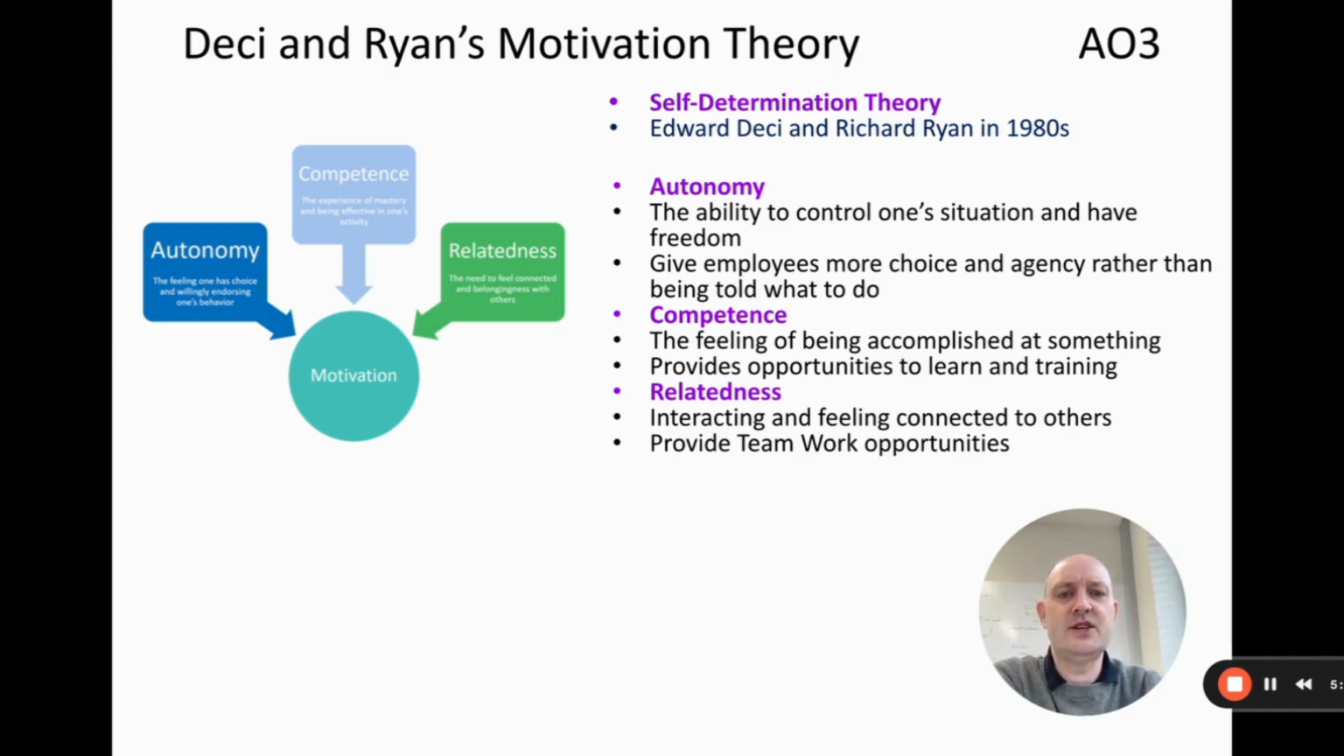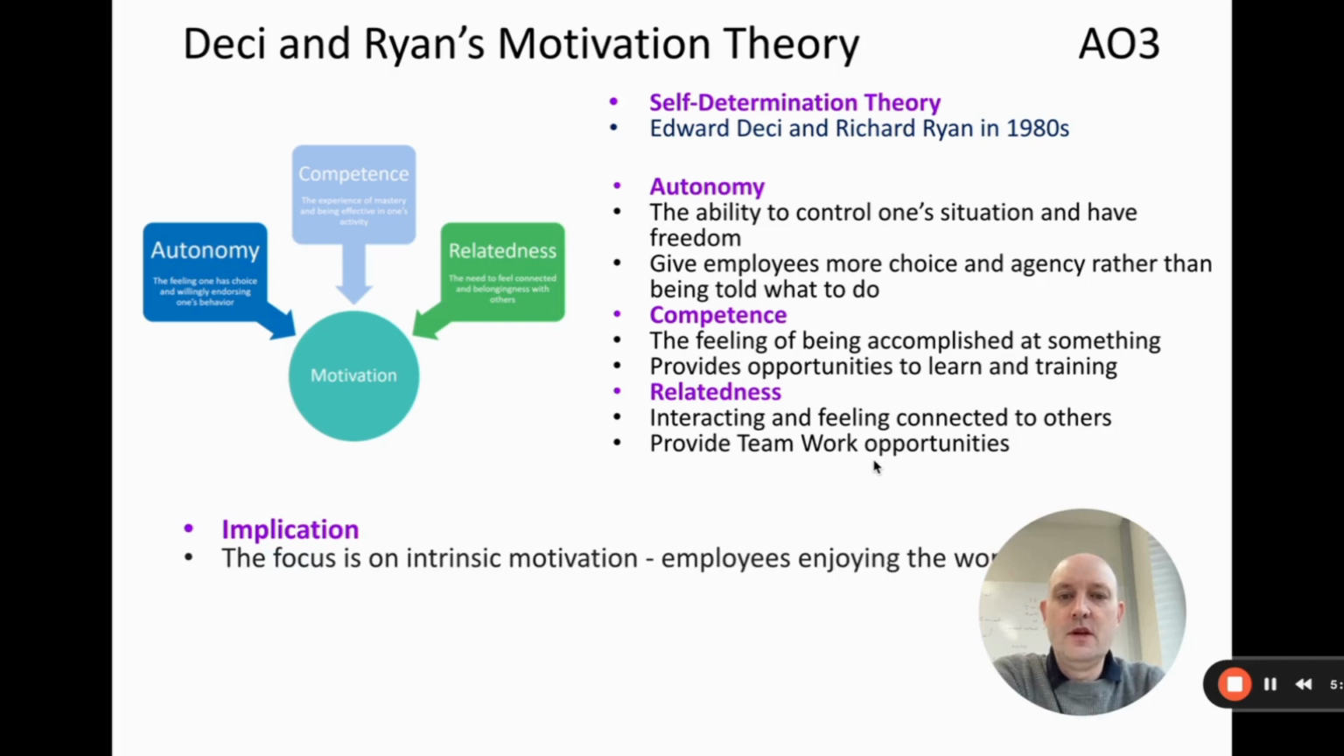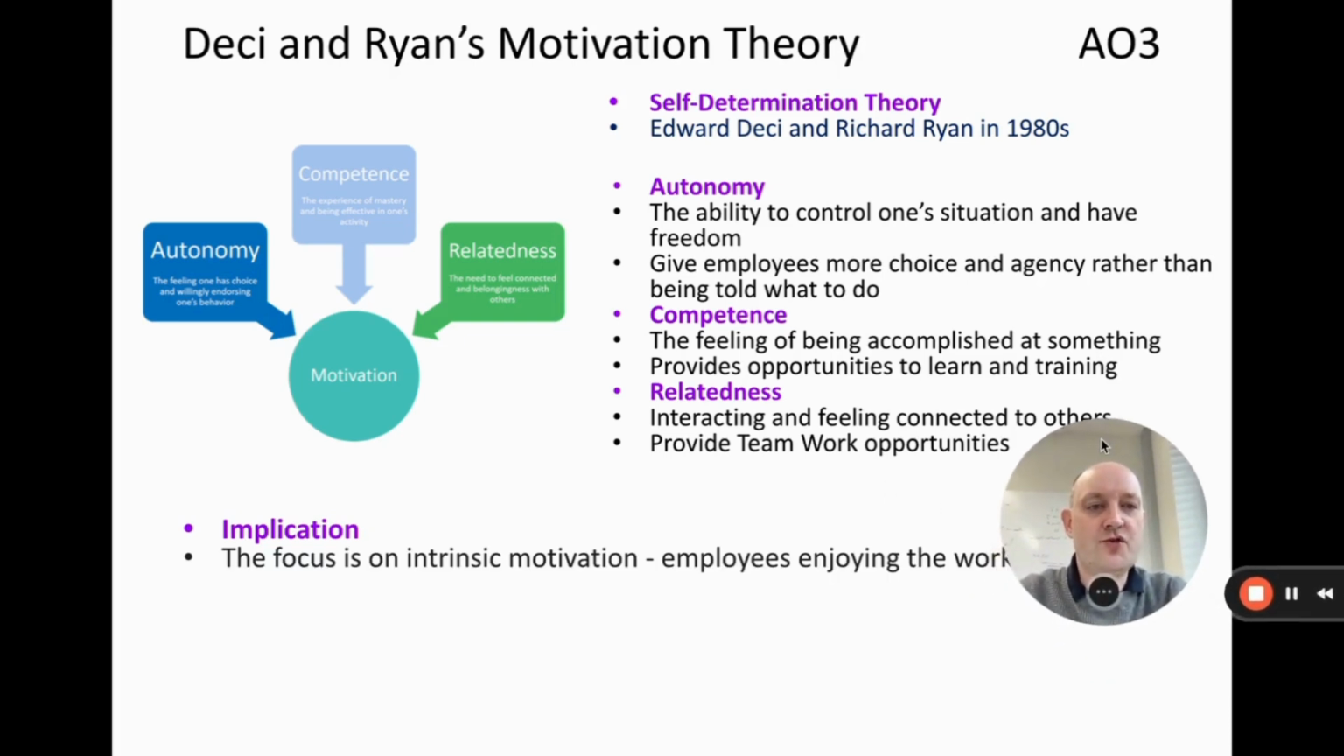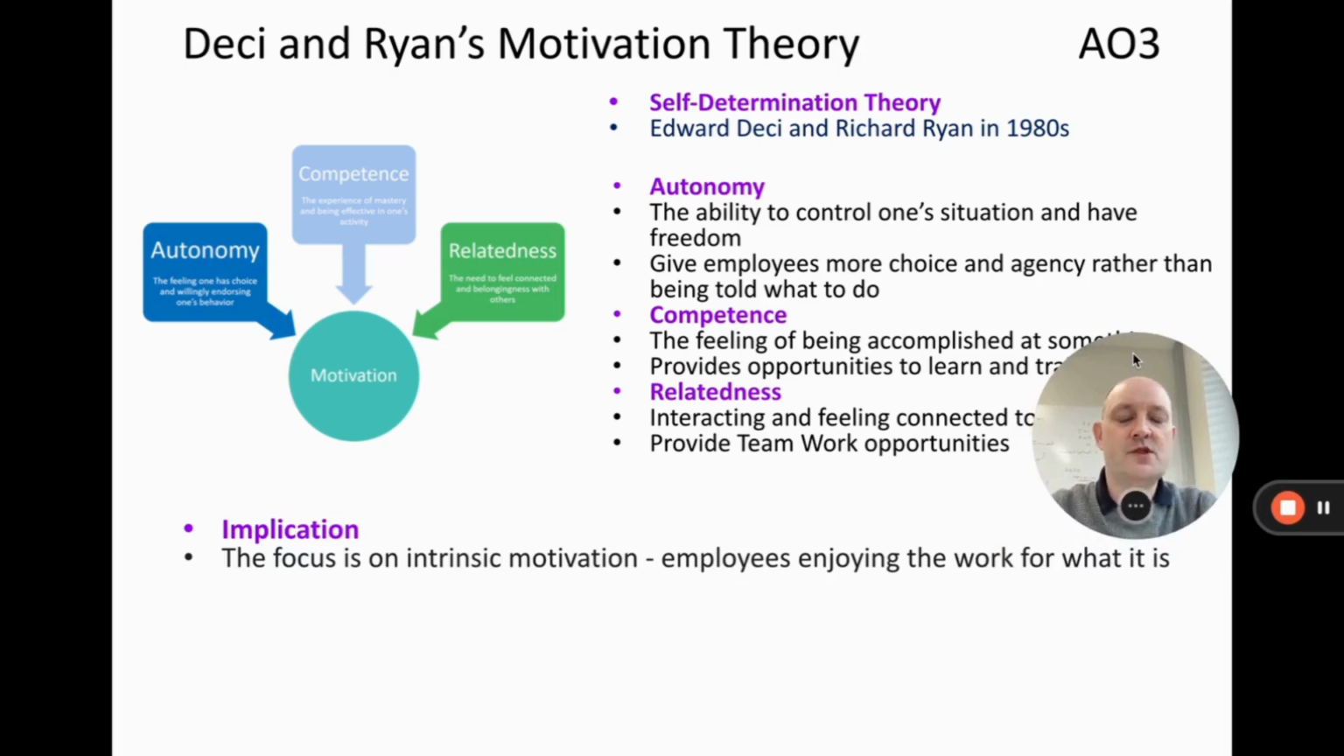Finally, relatedness. This is interacting and feeling connected to others. This is similar to the need for affiliation under McClelland's theory. So this is basically being part of a group, being accepted by the group. Again, we can provide teamwork opportunities here. The implication is very much a focus on intrinsic motivation, so employees enjoying the work for what it is.